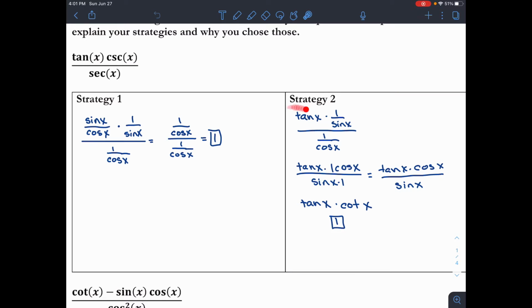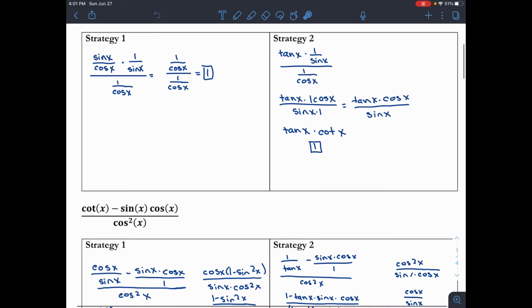We kept tan the same here, but if we convert these two, and then multiply this by cosine over sine x, we get tan x times cosine x over sine x, and then this cosine over sine is cotangent, and tan times its reciprocal would equal 1.